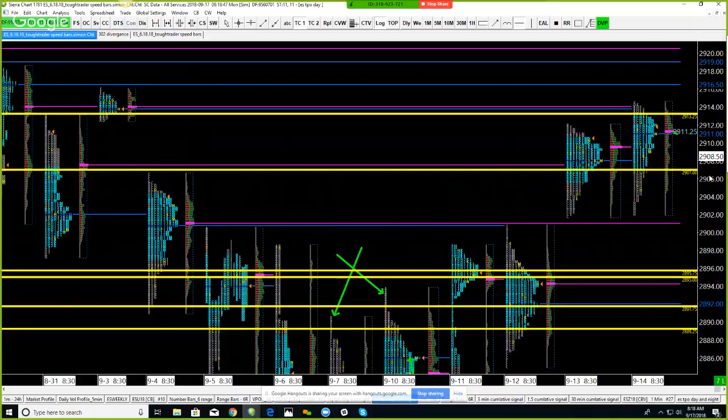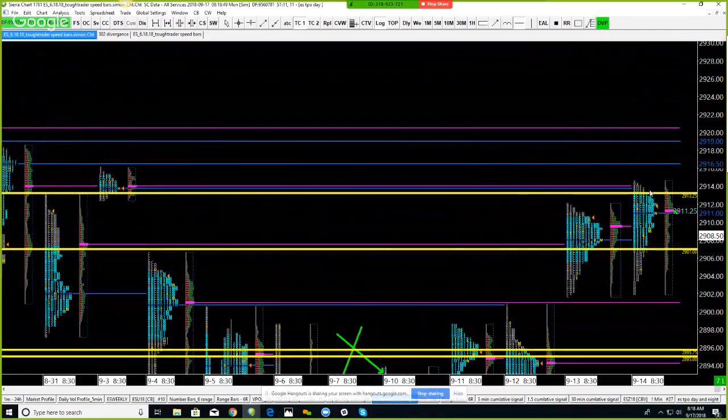Now, what's the opposite side of the story? Between 29.13 and 29.07, if we open here, as it looks like we're going to, I expect open auction, right? What does open auction look like? It looks like this. Here, I'll show you.